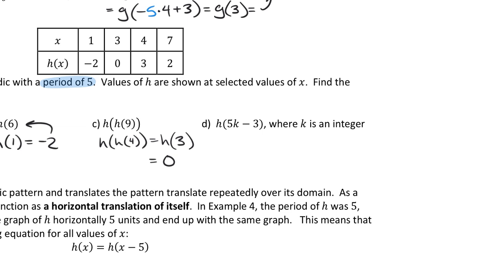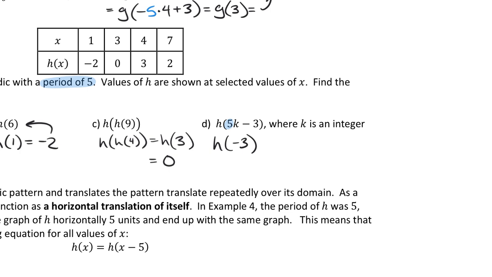For part D, it says evaluate h of 5k minus 3, where k is an integer. Now this looks crazy, but this number 5 that's multiplied by my integer k, isn't that the period length? Which means my remainder, when I'm doing that multiplication, is just negative 3. So I'm really evaluating h of negative 3 repeated all over this graph, or every integer we multiply by k. An integer is a number with no decimal, no fraction, for lack of better words today.